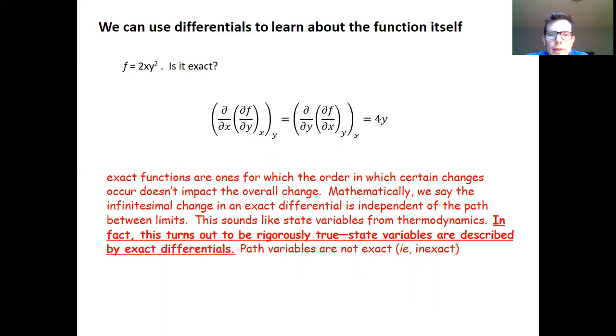Why do you care about this? Well, exact functions are ones for which the order in which certain changes are calculated doesn't impact the overall change. I can take the derivative with respect to x and then y, or the derivative with y and then x, and I get the same answer. Mathematically, what you say is that the infinitesimal change of an exact differential is independent of the path between limits, blah, blah, blah.